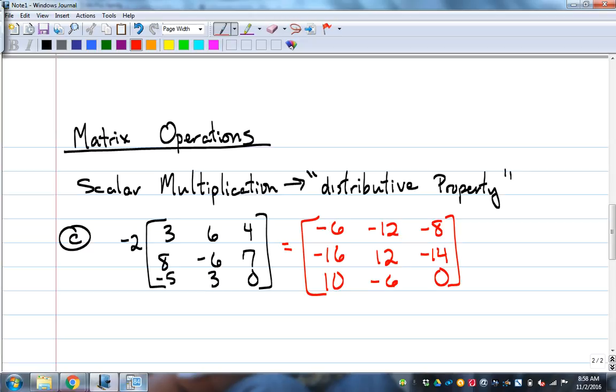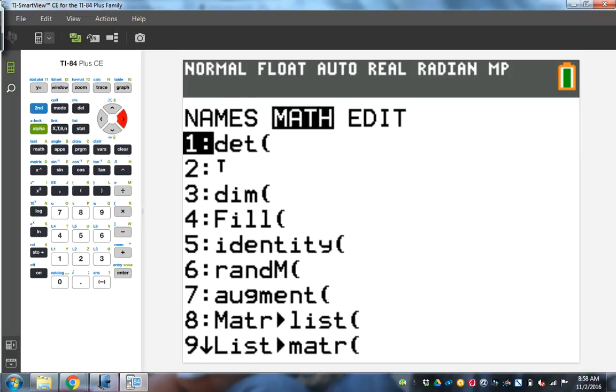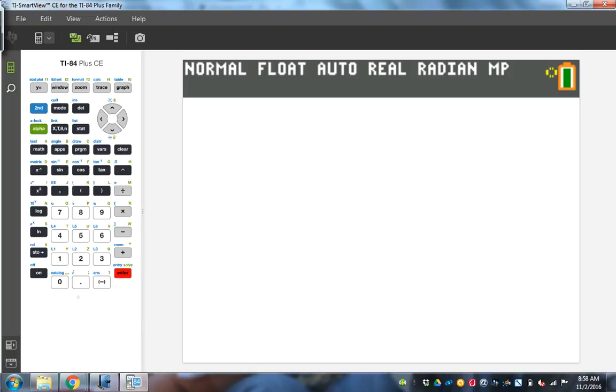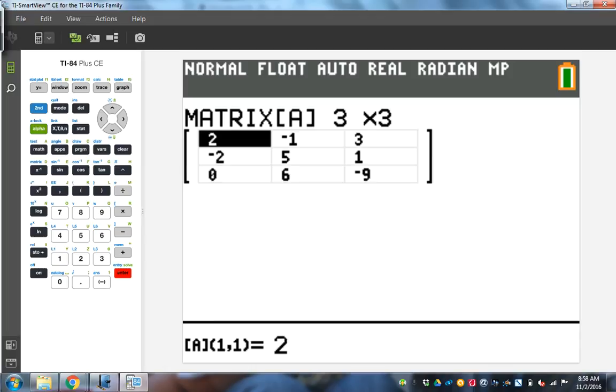Let's look at how to do that with the calculator, just so you know that it can be done. So we're going to do a matrix. Go to edit. Let's put that matrix in there, 3 by 3. It doesn't necessarily have to be a square matrix to do scalar multiplication. You can use a scalar multiplier on any matrix, honestly. I just happen to have a 3 by 3 here.